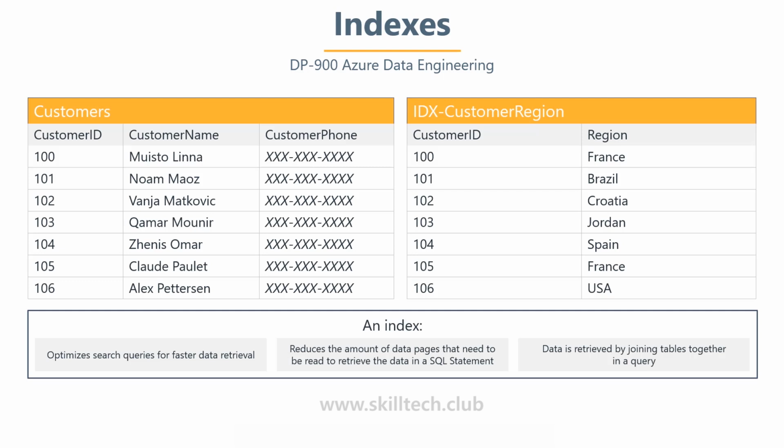In tables also, we have certain customization which is associated with indexes. And when you create an index, you can easily get proper details. If you ask me what is the advantage of an index, I will say that it is going to optimize your search queries for faster data retrieval. Instead of going through the IDs, you can go through indexes. It reduces the amount of data pages that need to be read and retrieved in a SQL statement. So when you write a query, it helps you get the data in a much faster and better way. Data is retrieved by joining the tables together in a query, and that's how it works.